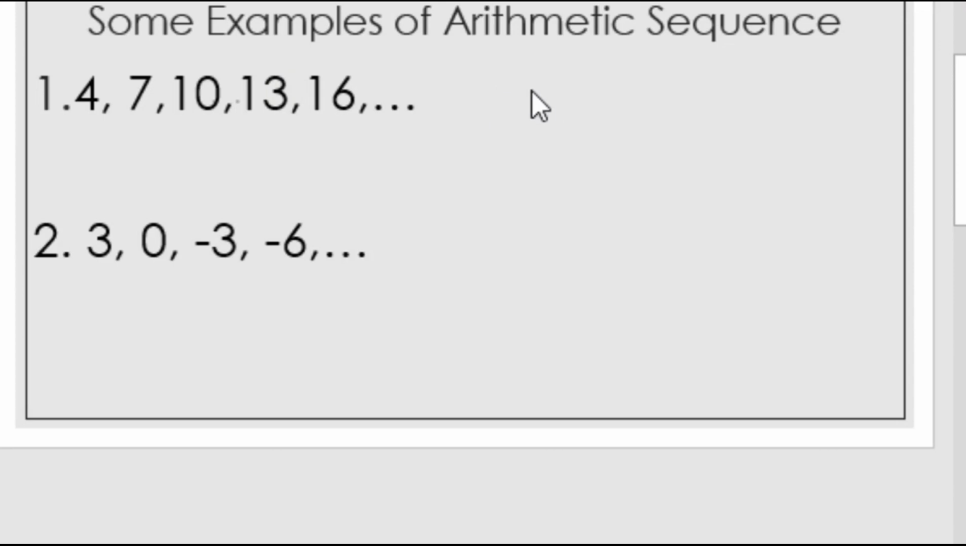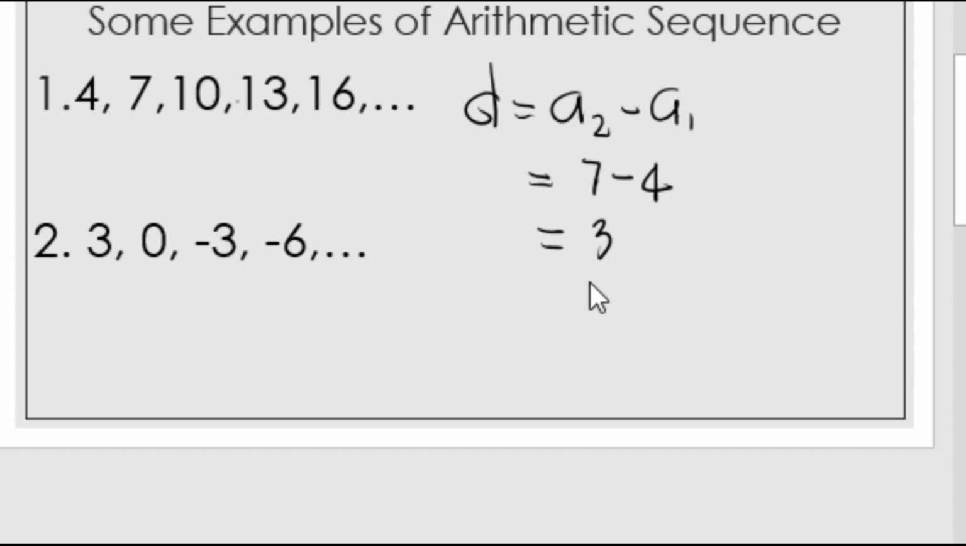For example, in number 1, to find the common difference, let's say we will use a sub 2 minus a sub 1. That would be 7 minus 4. And 7 minus 4 is equal to 3. Therefore, the common difference for the first example, for this certain sequence, is equal to 3. In fact, kung imo nang tan-aw ang ilahang gap, 4 to 7, 3, 7 to 10 kay 3 gyapon, 10 to 13, 3 gyapon. So that's their common difference.